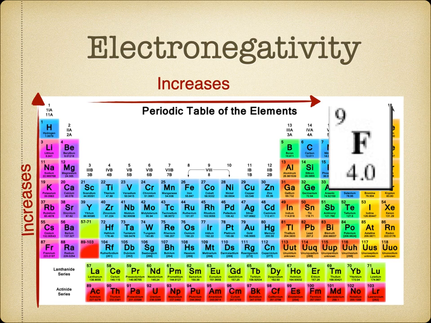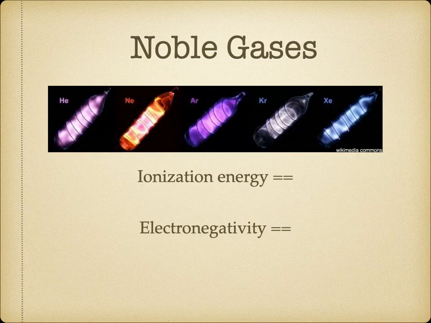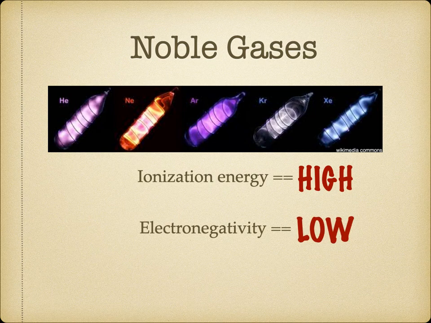And so with that in mind, if you think about this trend we're looking at here, what can we say about the noble gases? Well, what do we think about their ionization energies? Do we expect them to be high or do we expect them to be low? Well, it'd be very, very hard to take an electron away from a noble gas because they already have the lowest energy arrangement. And so you would expect very high ionization energies. What about electronegativities? Well, they have a very low tendency to want to attract electrons because, again, they already have an incredibly stable electron configuration.